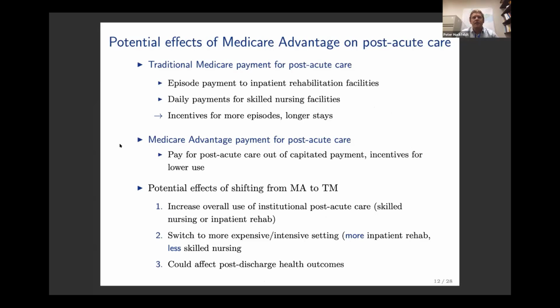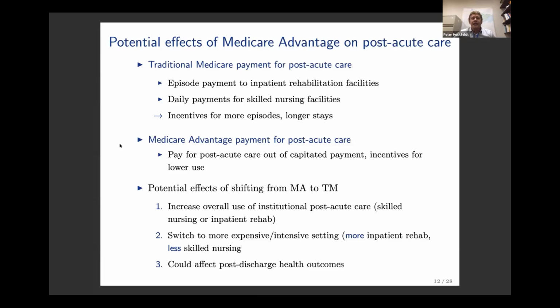So what are the potential effects of Medicare Advantage on post-acute care? Well, under traditional Medicare, post-acute care providers are paid either an episode payment for inpatient rehab or per day payments for skilled nursing facilities. And this creates an incentive to provide more episodes of care and longer skilled nursing facility stays. In contrast, Medicare Advantage plans are paying for post-acute care out of a capitated payment that they're receiving from Medicare.